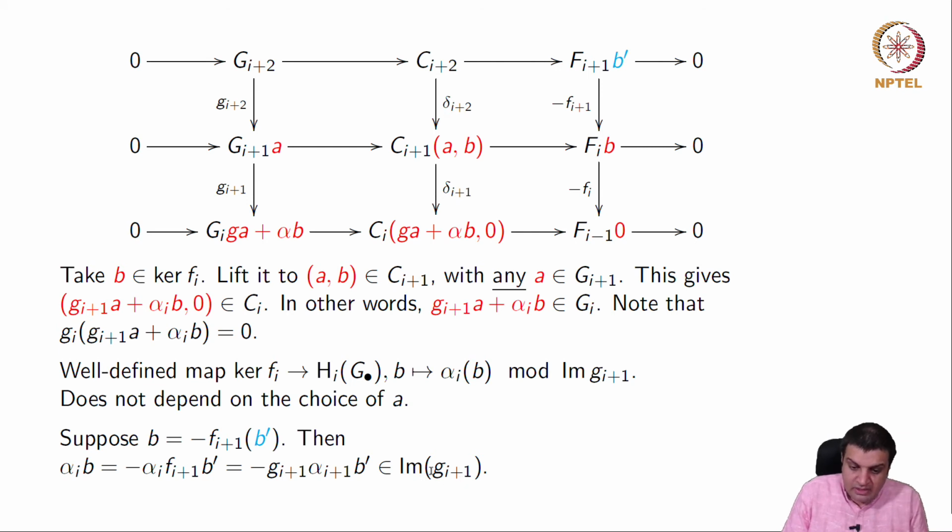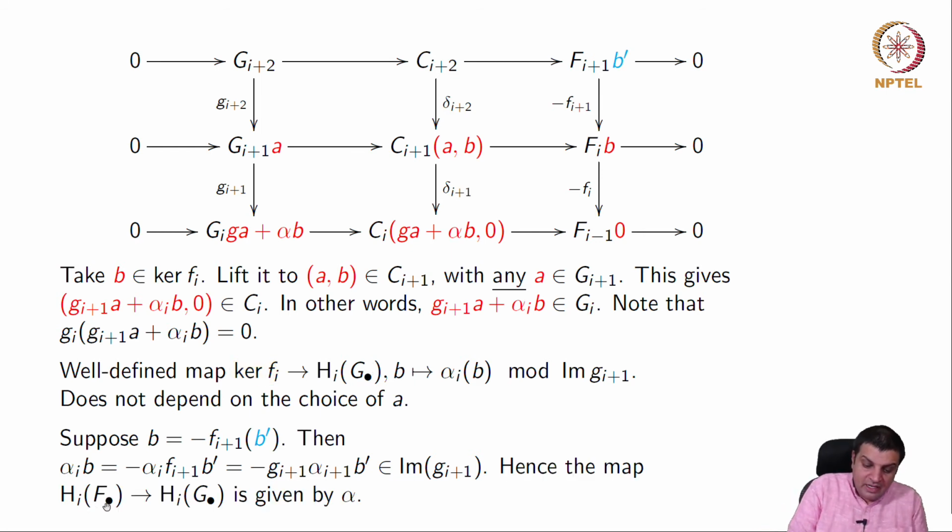Okay. In other words, the image of Fi plus 1 inside the kernel here goes to the image of this thing. So inside the homology it is 0. So hence we get a map from Hi of F to Hi of G given by alpha. Remember, this is how the map in homology was defined. Kernel goes to Z. If you have an element B in the kernel, the map takes the class of B to the class of alpha I B, and that's exactly what this map does.